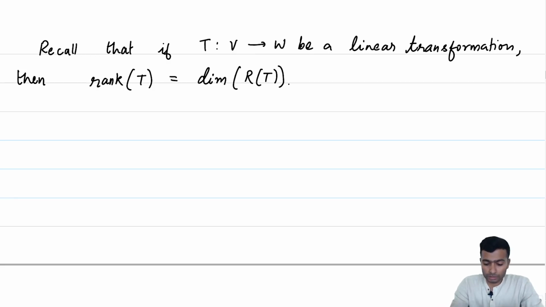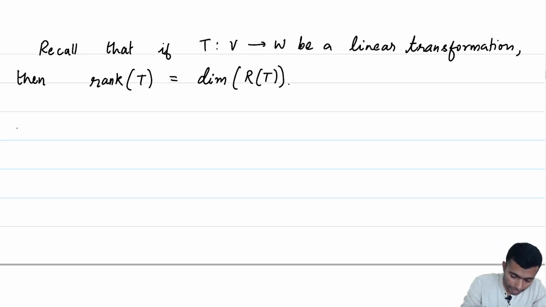Recall that this is a very useful notion to have, because this is one of the key ingredients of the dimension theorem, which said that if V is finite dimensional, the dimension of V is equal to the dimension of the null space of T plus the dimension of the range space of T, which is the rank of T. So rank of T tells us a lot about the linear transformation.